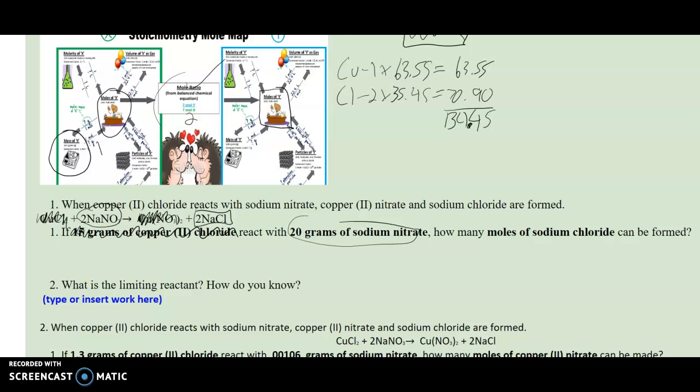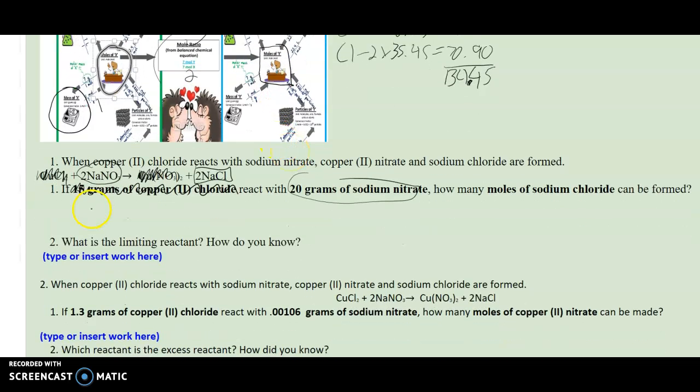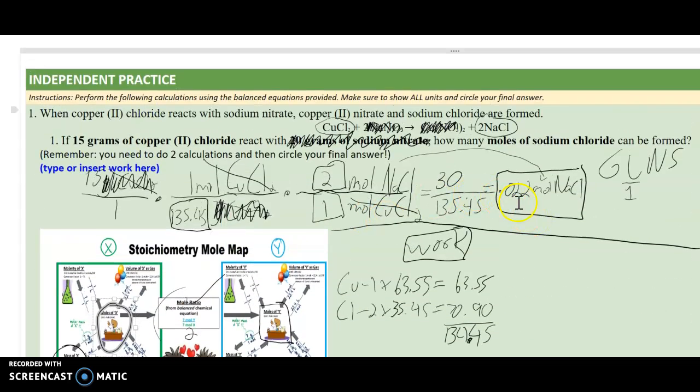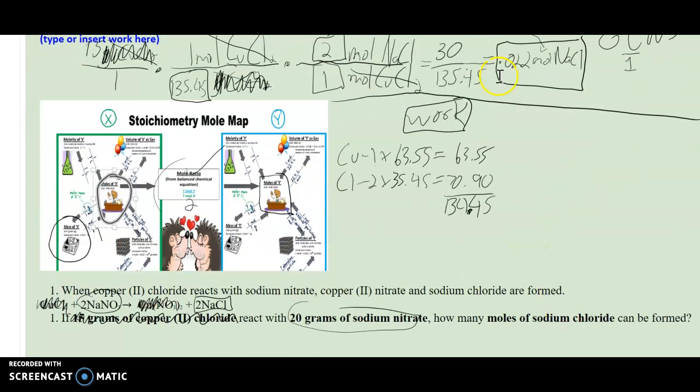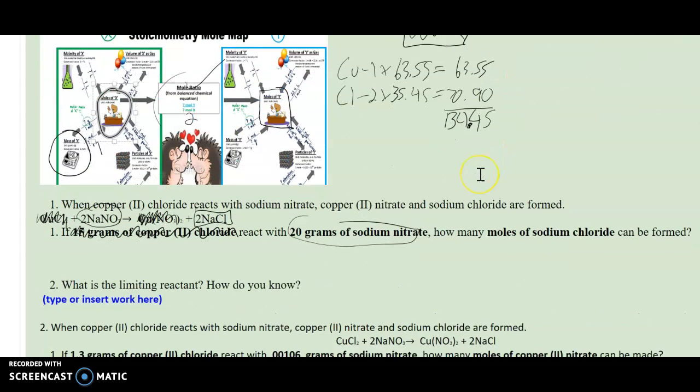I'm pretty happy that this is a moles problem because it gives me fewer steps. I am doing exactly the same steps. I'm starting in mass, going to moles, doing my mole ratio, and then ending in moles. Pretty straightforward. Now remember, the number we're keeping in mind is this: which one is bigger, which one is smaller? The smaller one will be our limiting reactant, and that's what we're trying to find first.